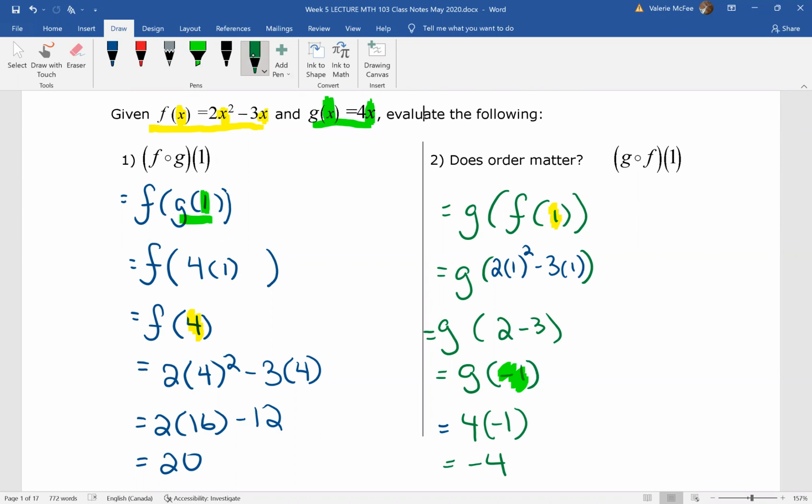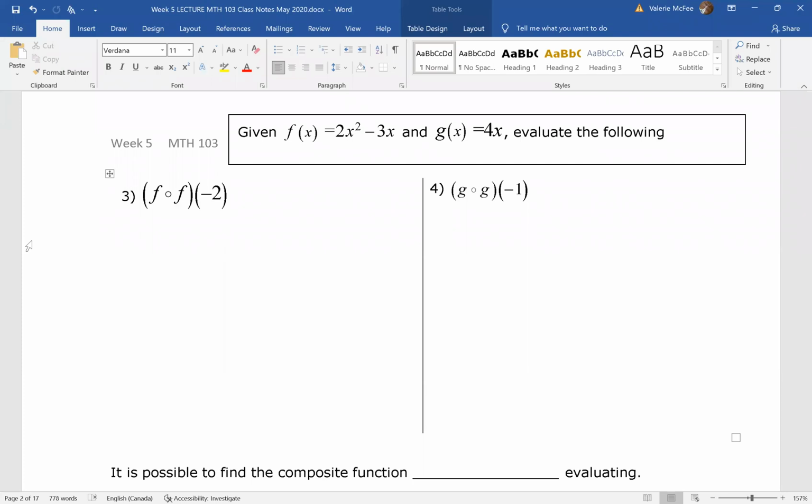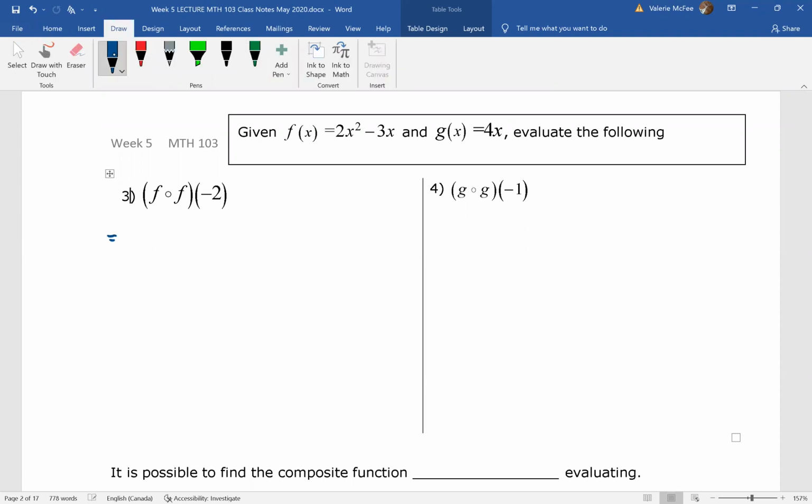That substituting can be a little bit tricky to start. You might want to go back and try these questions again. So if you've reviewed those questions or don't think you need to, why don't you try question 3, where we're composing f with f? Remember that definition. This is f of the f of negative 2. So we're taking x, changing it to negative 2 in the function f.